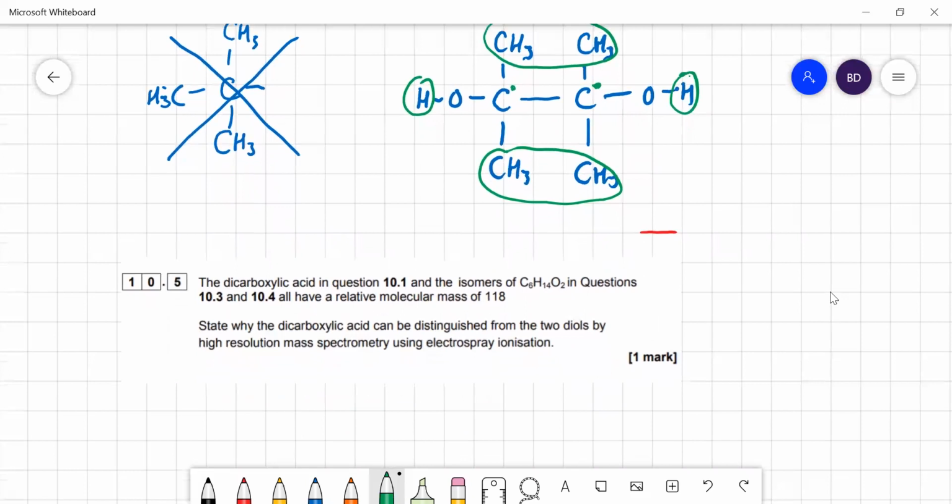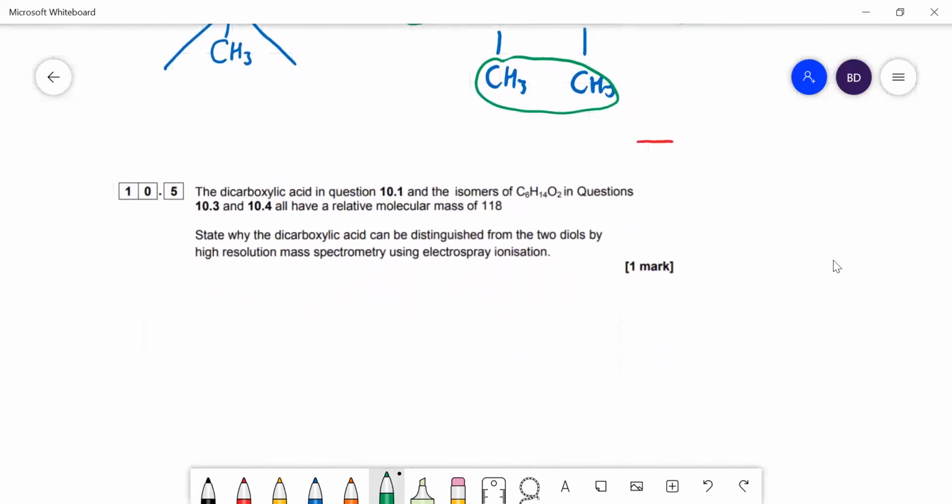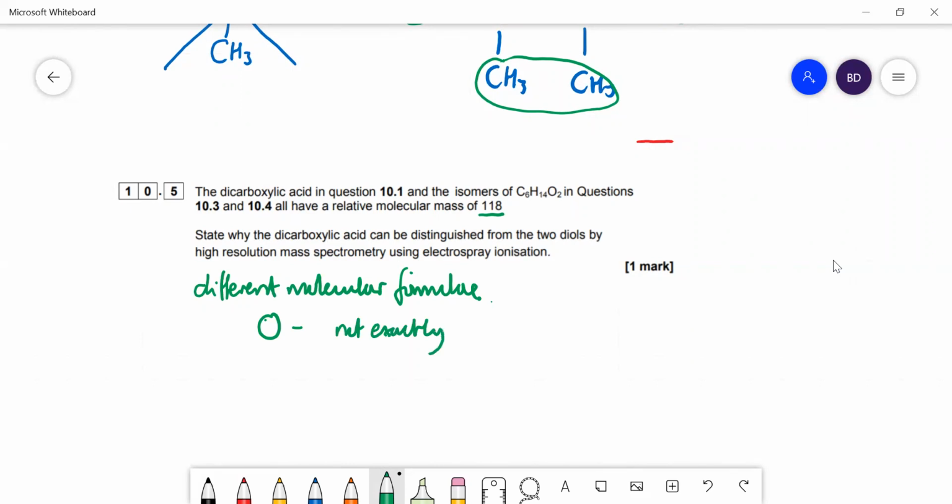Question 10.5: the dicarboxylic acid in question 10 and the isomers all have a relative mass of 118. State why the dicarboxylic acid can be distinguished from the 2 diols by high resolution mass spectrometry. The reason for that is because they have got different molecular formulae. And that's all you need to say, to explain it. For example, oxygen doesn't have a mass of exactly 16. It's actually slightly less than that. And hydrogen is not exactly 1. It's quite a bit more than 1. So if you have different numbers of different atoms, they will weigh slightly different amounts. All you have to say there is they have different molecular formulae.